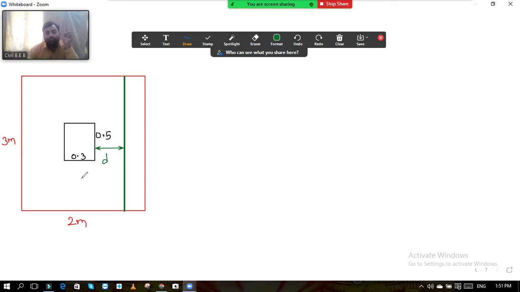Clear? So now we will find out some dimensions. Now see, we always place the column in such a way that the centroid of the column, suppose the centroid of the column is somewhere here, and this total is the footing. We keep the column on the footing in such a way that the CG of the column coincides with the CG of the footing.